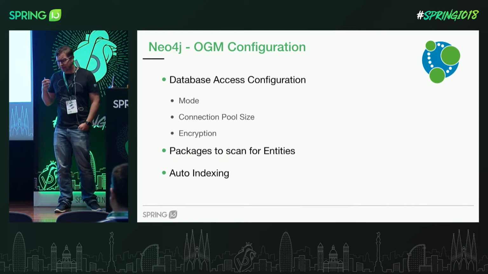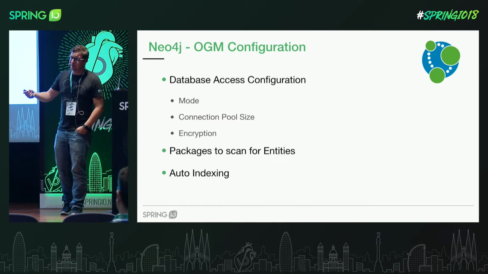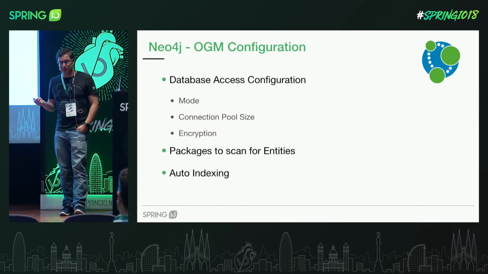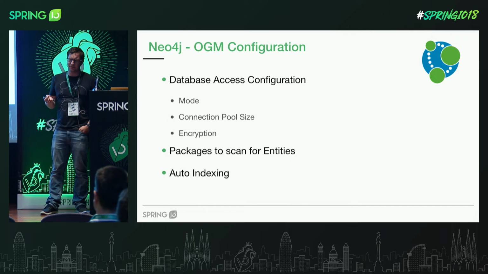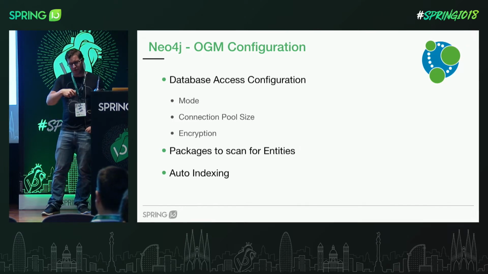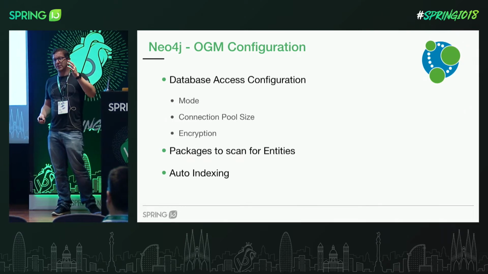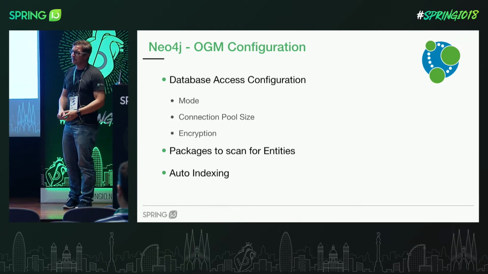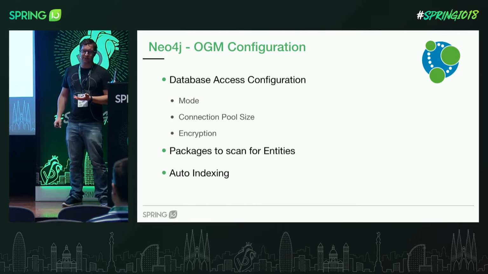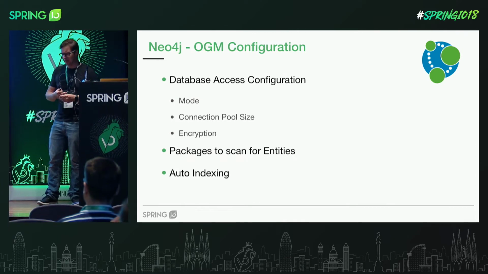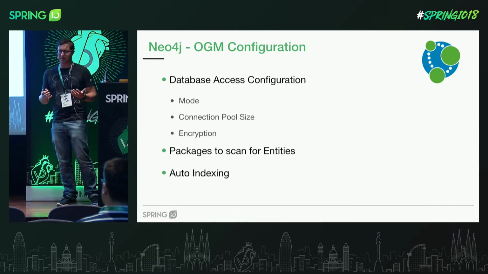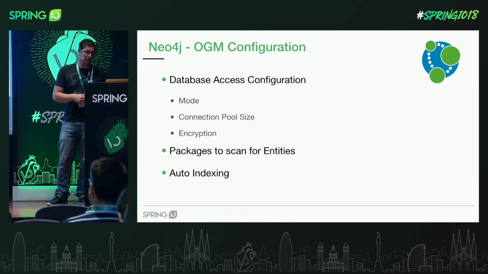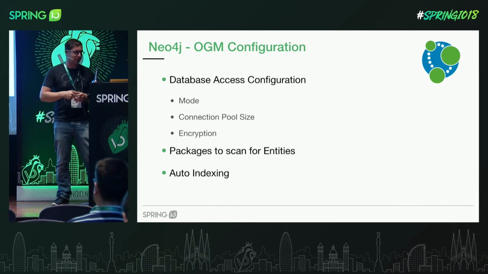What's very important is to point OGM to the packages that it has to inspect to find your domain models. In a huge application, you do not want such a mapper to scan all of your classes just to not find node entities. It's like if you do a component scan in a Spring application on the highest level, if you want to speak about levels in packages.